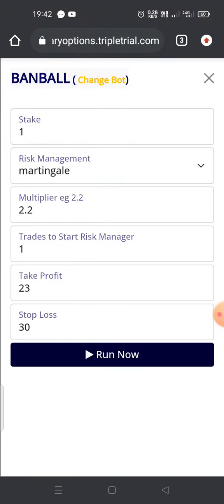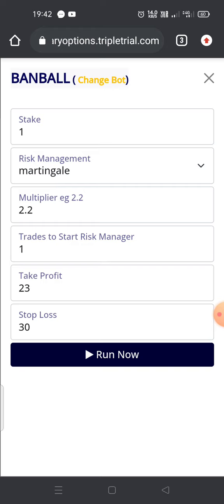If you're trading with $1, the Martingale system works this way. As you can see, we have a multiplier. If you're trading with $1 and one of your trades loses, the next amount that will be traded will be your current stake multiplied by the multiplier. In this case, the multiplier is 2.2. That's the Martingale number.